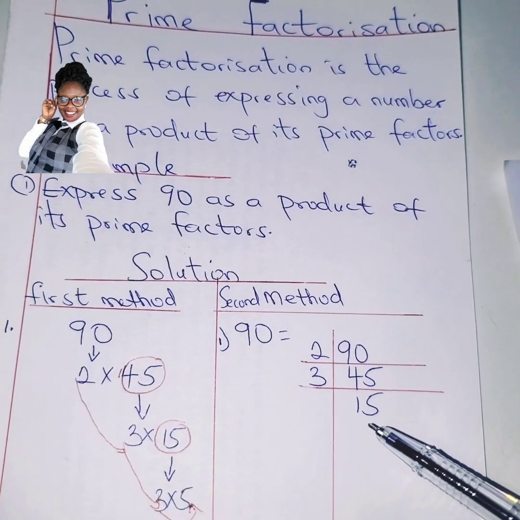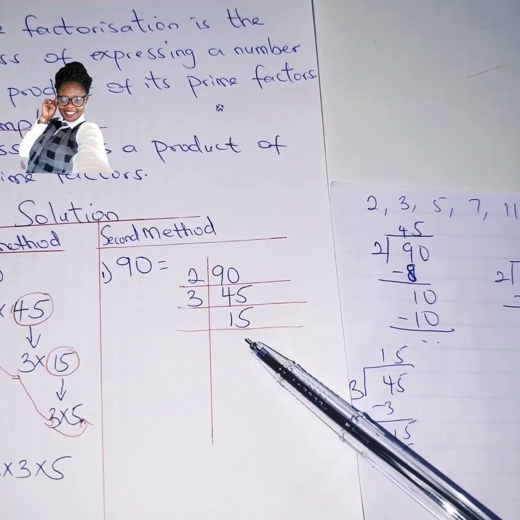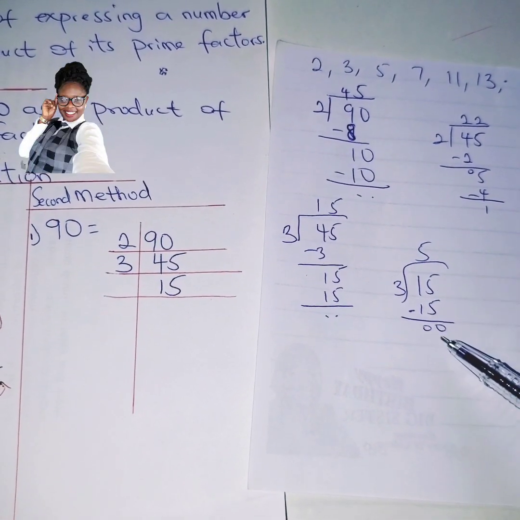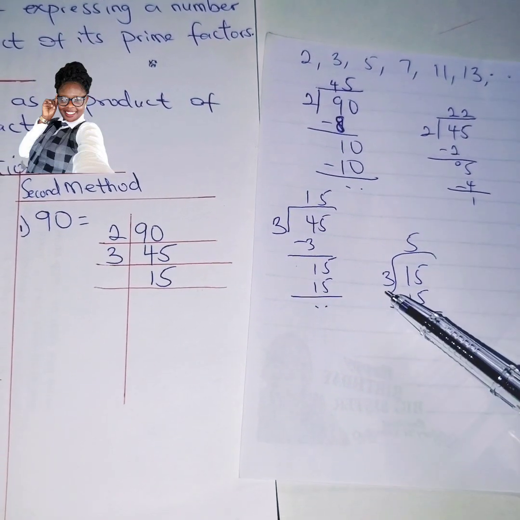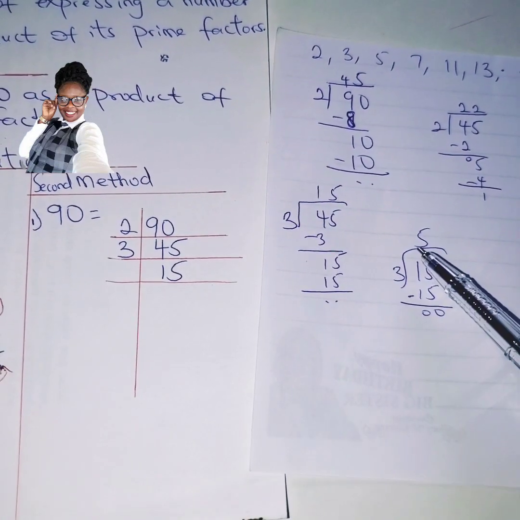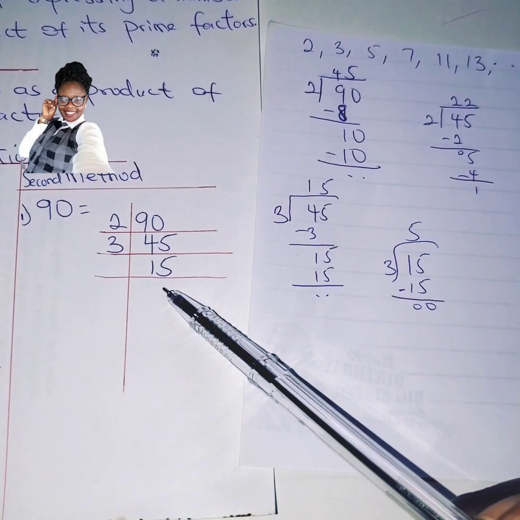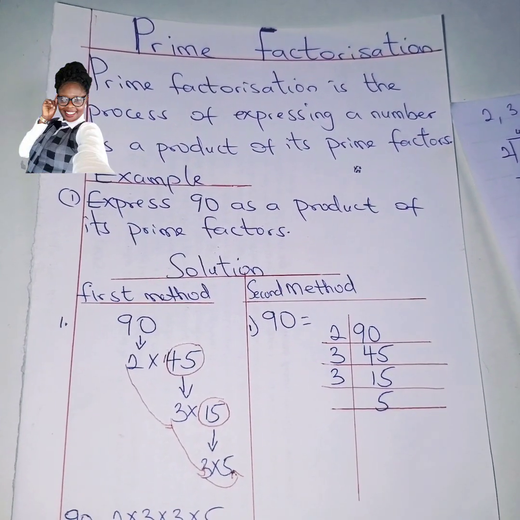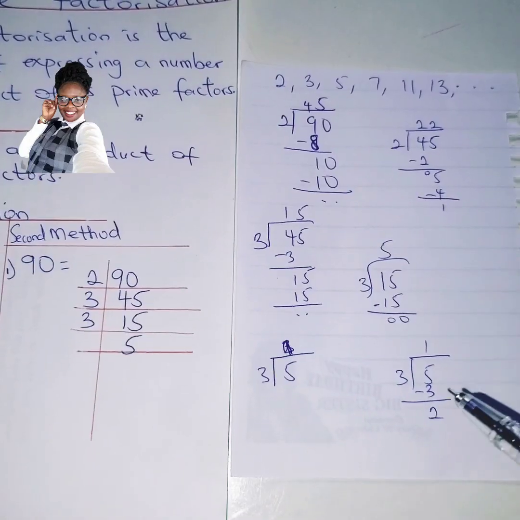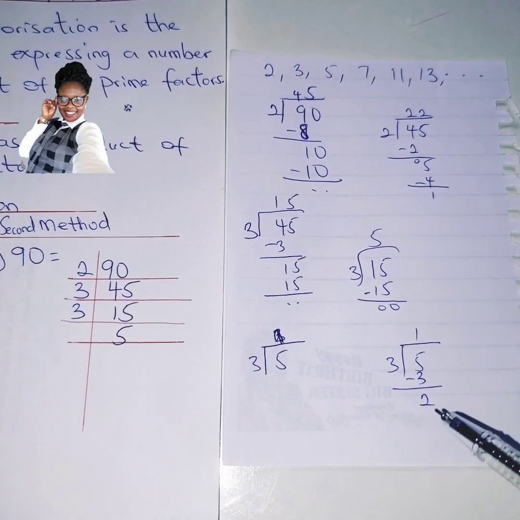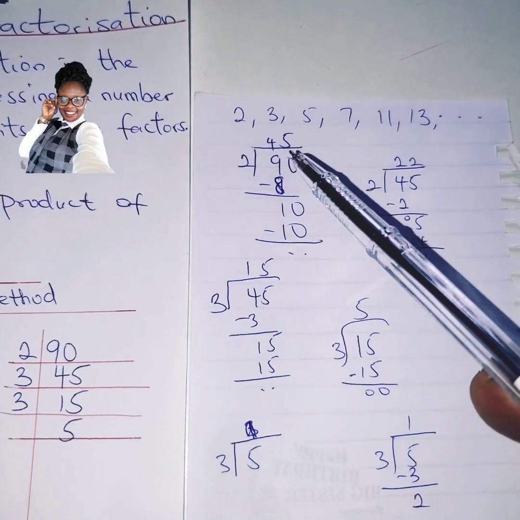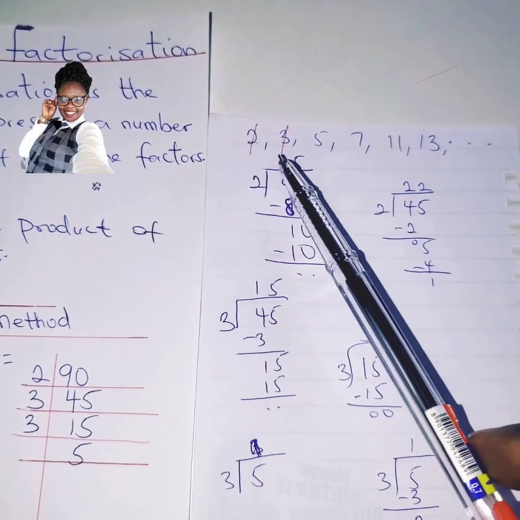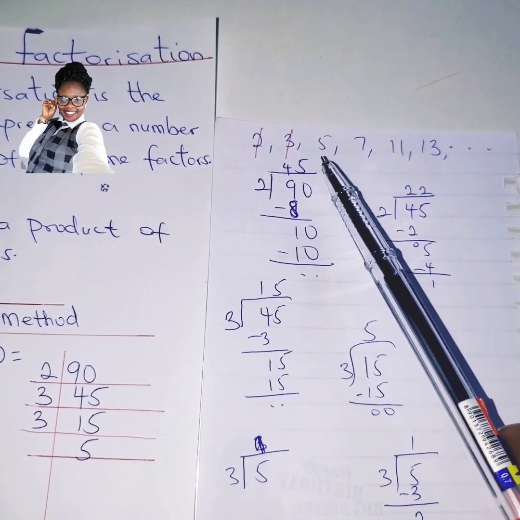Then I'll rule again and divide 15 by 3 again. And here, 3 can divide 15 without remainder 5 times. 3 will be written outside, while 5 will be written inside under 15. I will then rule like this and divide 5 by 3 to see if it can go through. But here, 3 cannot divide through 5 without remainder. So I'll move to the next prime number, which is 5. Meaning I've used 2, I've used 3, so I move to the next number, which is 5.